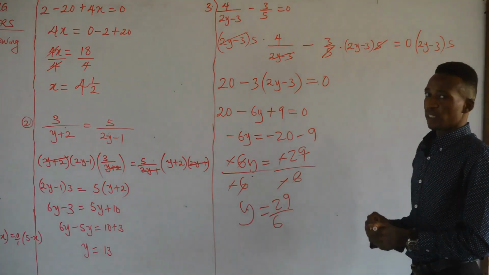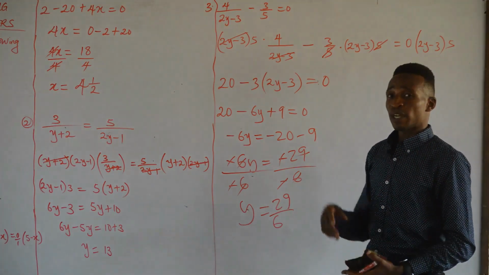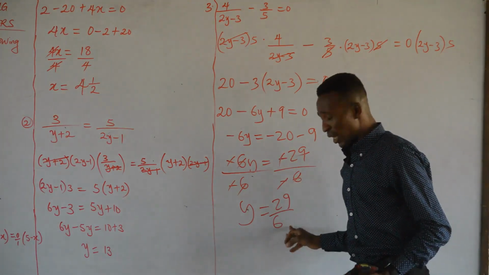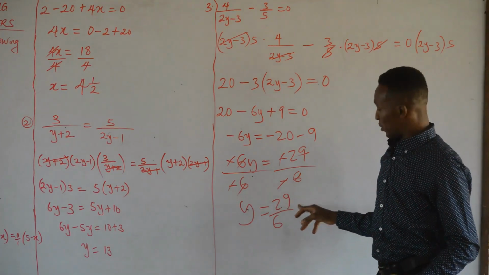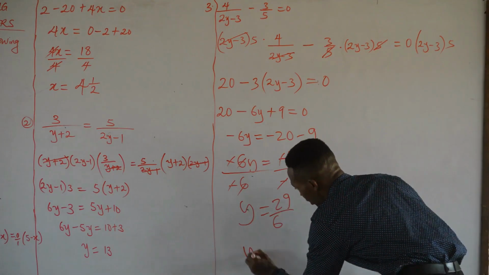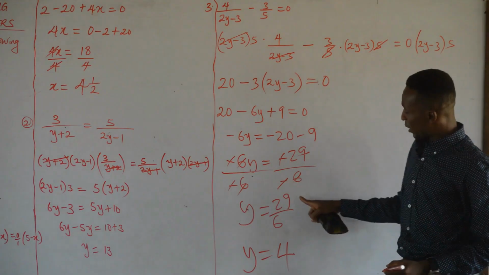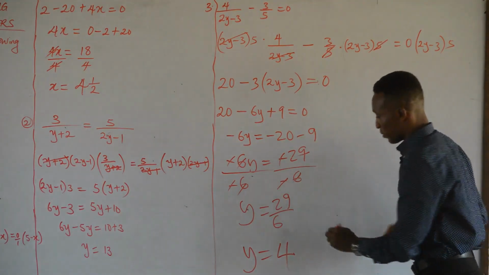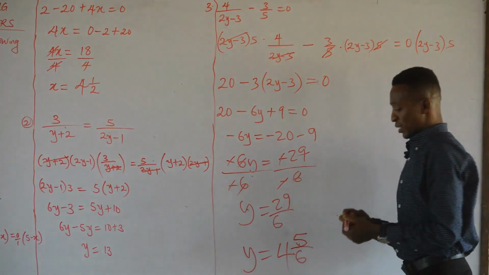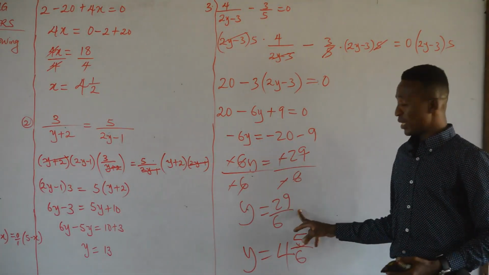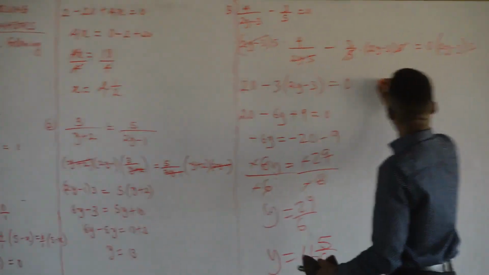Now, when you have 29 over 6, you can either leave the answer like this, or if you like, you can take it back to a mixed fraction. When you are taking this to a mixed fraction, ask yourself, how many 6s will you see in 29? That means 4. 6 times 4 gives you 24. Out of 29, when you remove 24, you are left with 5. That's 5 all over 6. That's when you break it down to a mixed fraction. But logically, if you leave your answer at 29 over 6, your answer is still very much correct. So that's the solution there.